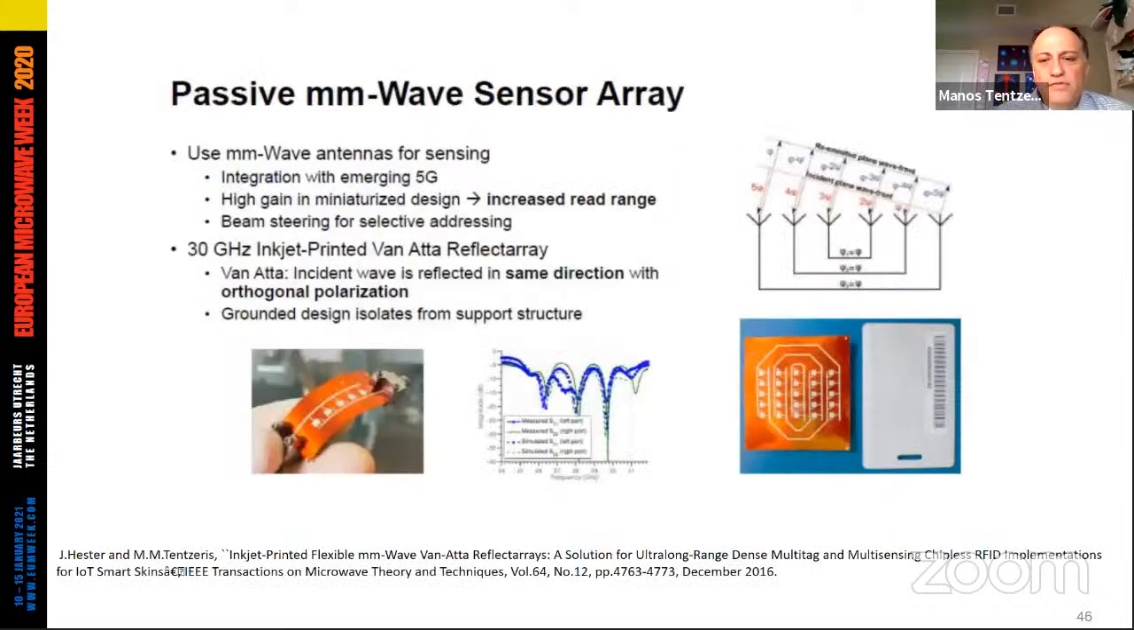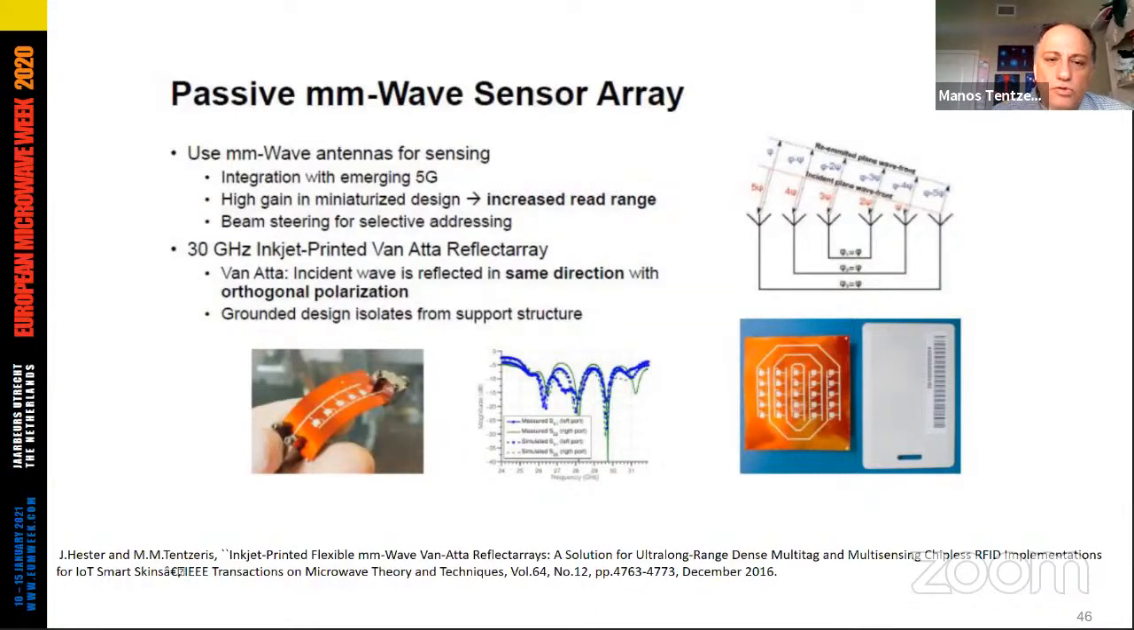Now, we said before, one of the main issues for additively manufactured IoT systems has to do with the range. And typically they are close to a meter or low single digit ranges. So one of the main ideas was how we could push it, how we could increase the read range without any issue.